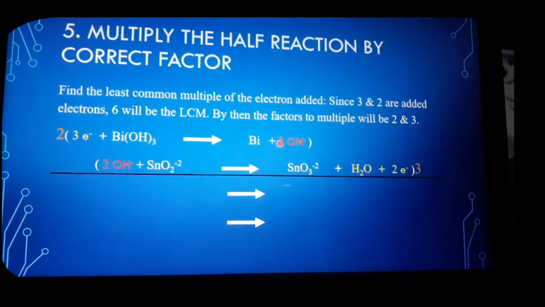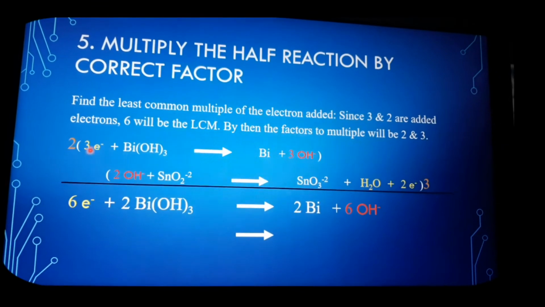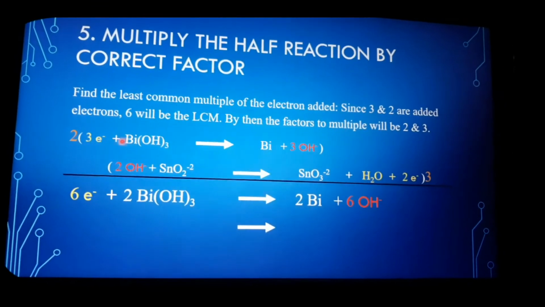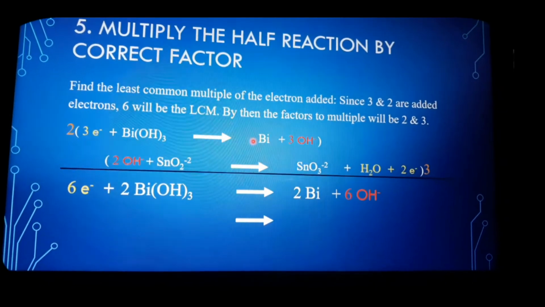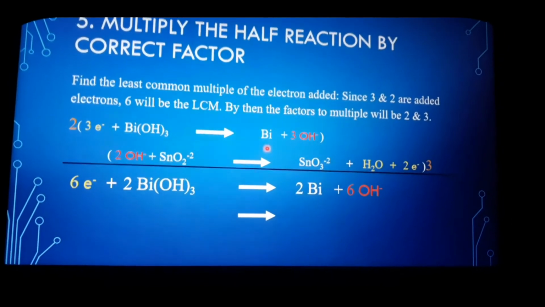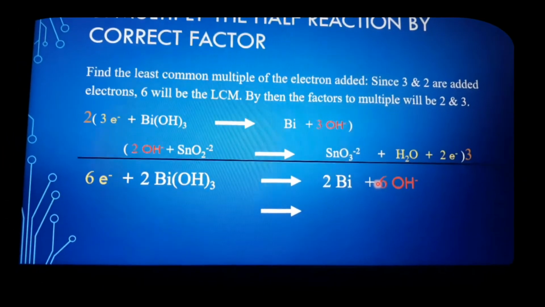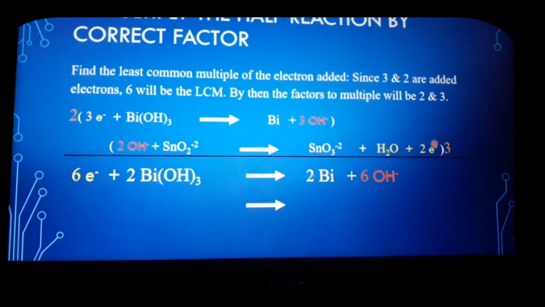So let us multiply first the upper equation. So let us have that. That is 2 times 3, that is 6. And 2 multiplied by 1, that is 2. Then 2 multiplied by 1, that is 2. And 2 times 3, that is 6. Distributive property.